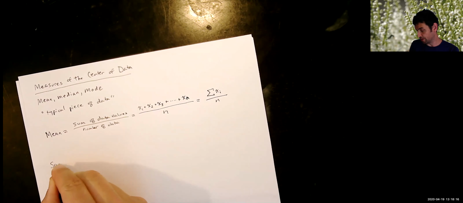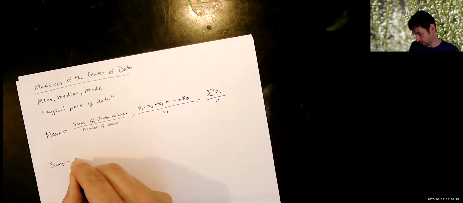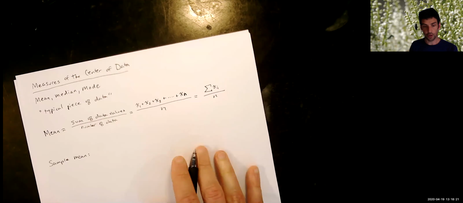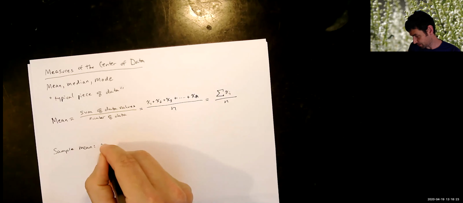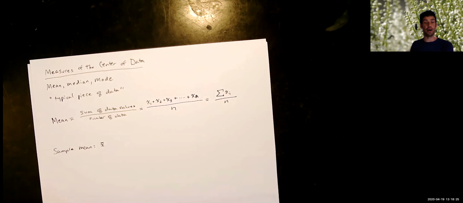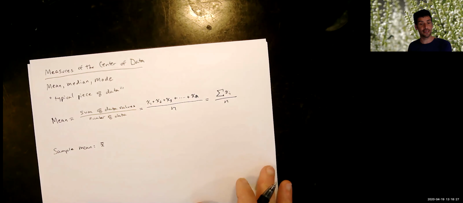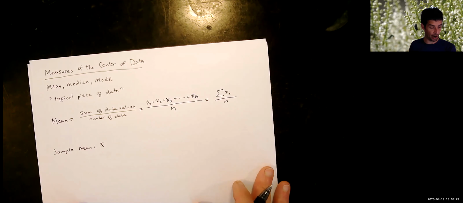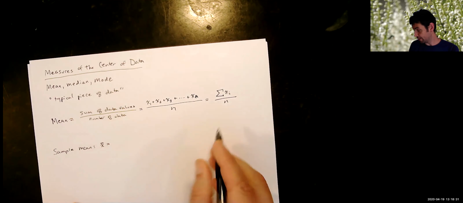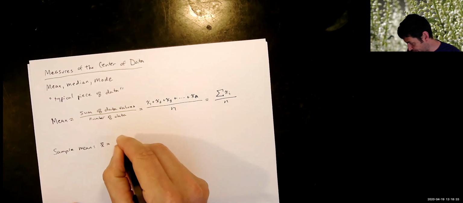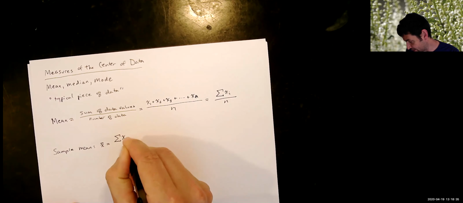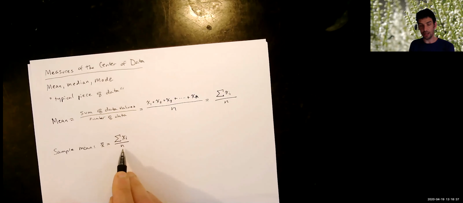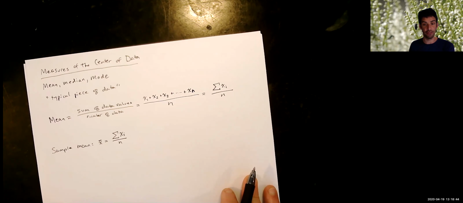When we're dealing with a sample, we will often use the symbol X bar, right? So it's a little X with a bar over it, but nothing changes. The formula is exactly the same. How many pieces of data are in your sample? You add up all the data in your sample and divide by how many pieces of data you have. Okay, so all I'm changing is the symbol.